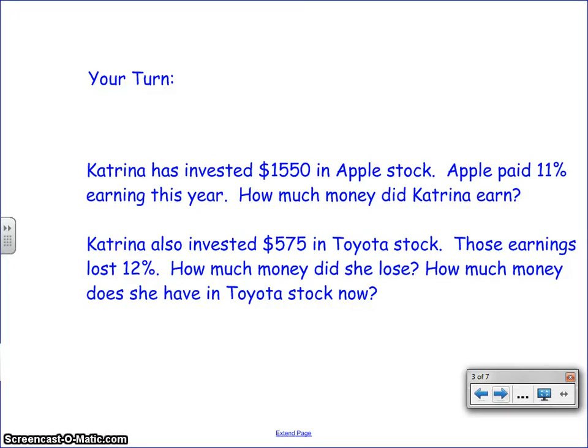All right. So she's going to make some money when she invested in Apple stock, but she also invested in Toyota stock, which took a downfall this year because of the tsunami. So she invested $575 in her Toyota stocks. These earnings lost 12%. How much money did she lose? How much money does she have in Toyota stock now?